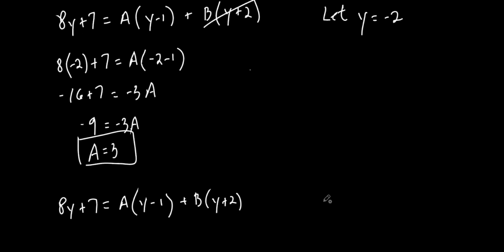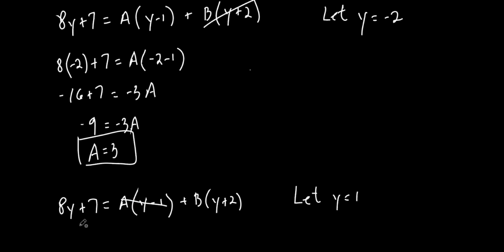All right, and so what are we going to let? Over here we let y equal negative 2 because I was trying to get rid of the b. Now I'm trying to get rid of the a and solve for b. So what am I going to make this y in order to make that a 0? Let y equal 1. All right, so you know that'll go away.